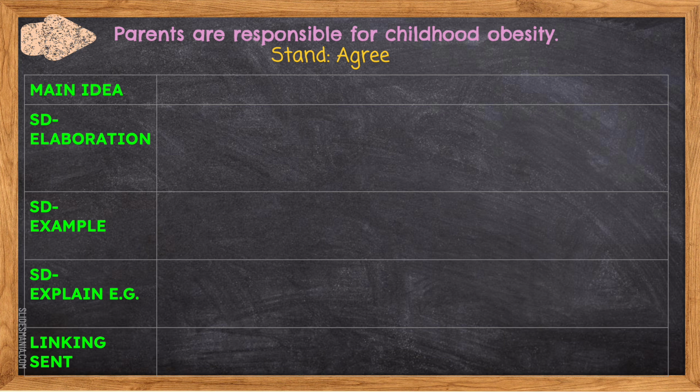Okay, so let's write. How do you plan a paragraph? Firstly, you decide the main idea. What will be your main idea? You can say, if you agree, yes, parents are responsible for childhood obesity because there are parents who are not good role models to their kids. Okay, so you give elaboration.